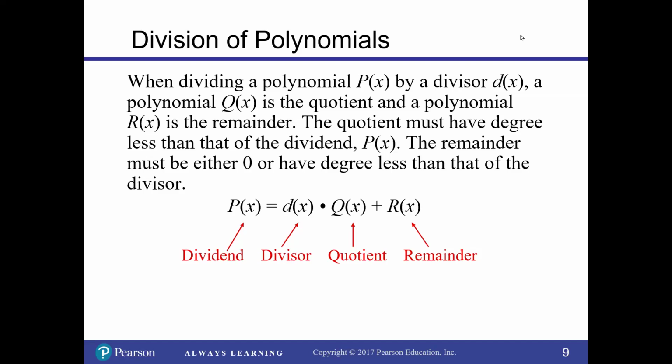So when dividing a polynomial p of x by a divisor d of x, that little divisor is its own little function, and a polynomial q of x is the quotient, and a polynomial r of x is called your remainder. The quotient must have a degree less than the dividend p of x. The remainder must be either 0 or have a degree less than the divisor. So what you should have is your divisor times your quotient plus your remainder.